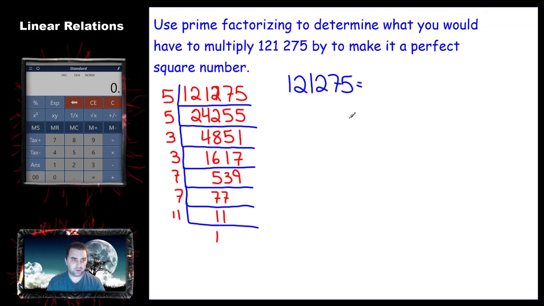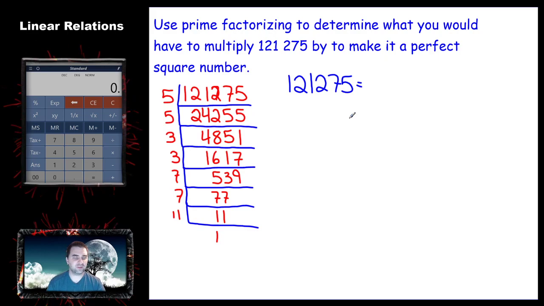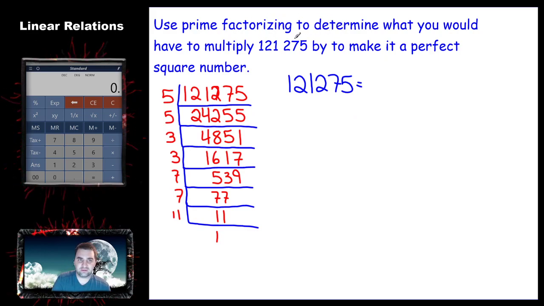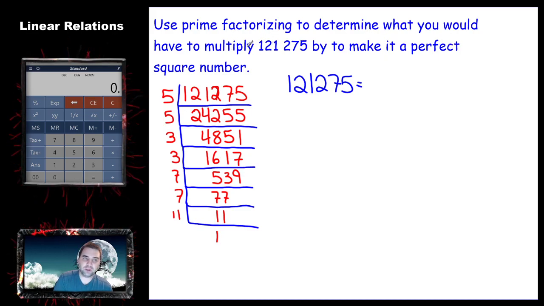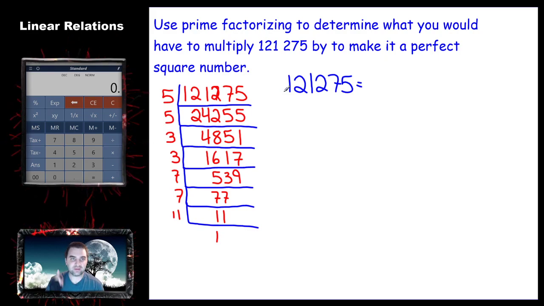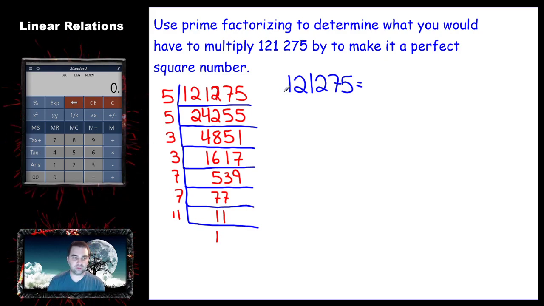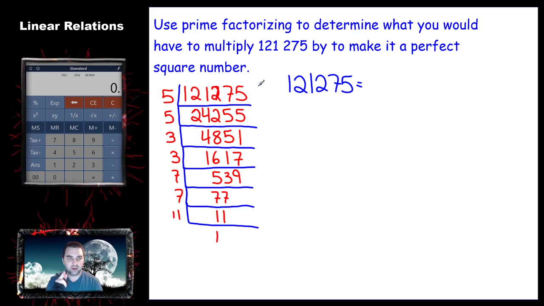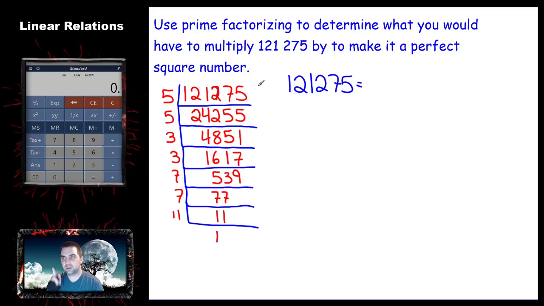Okay, I've already kind of worked this one out just to save a little time. So use prime factorization to determine what you would have to multiply 121,275 by to make a perfect square number. So you know that 121,275 is not a square because I told you it's not. But you need to find out what the components are so you can use that trick that I just told you to determine what needs to be multiplied by this number to make it a square.